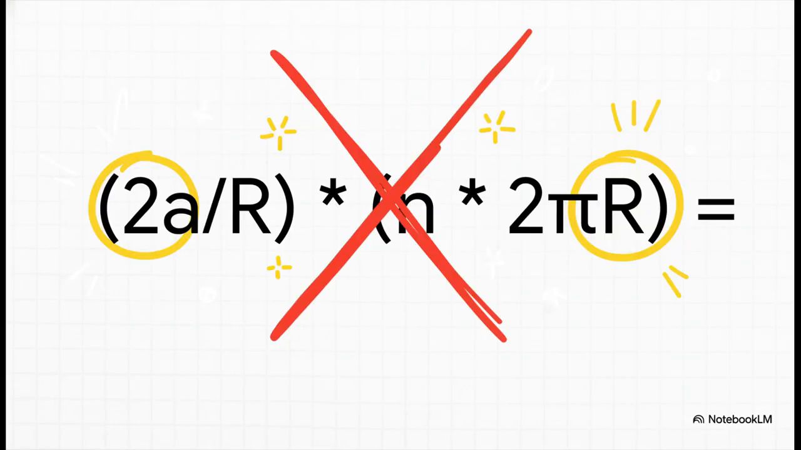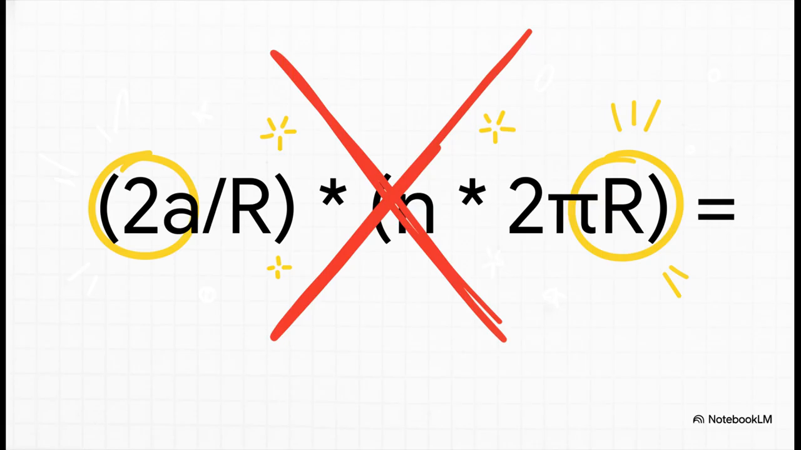But now for the crucial step, the big reveal. Remember what s was from step 1? It was n times 2 pi r. Let's substitute that in for s. So we get 2a over r times n times 2 pi r. And look what happens. We have an r on the bottom and an r on the top. They cancel out. They're gone. That variable we were worried about, the one that wasn't even in the problem, it just disappeared. It turns out we never needed it at all.